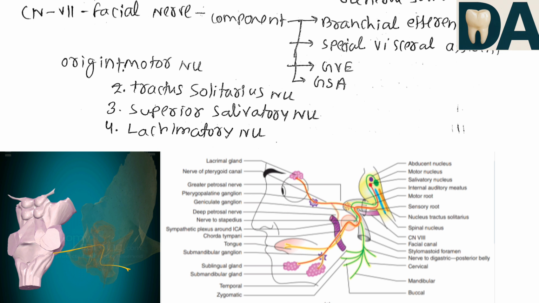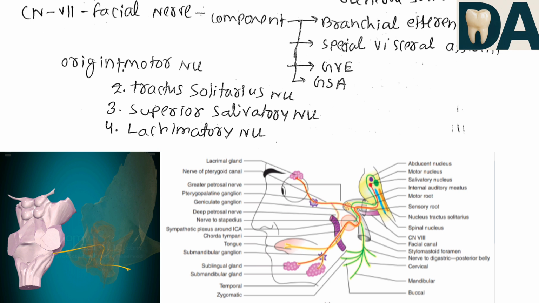Now go to the facial nerve or 7th cranial nerve. Facial nerve is the 7th cranial nerve. This is a mixed nerve containing both sensory and motor fibers.